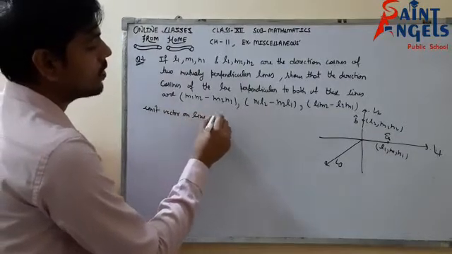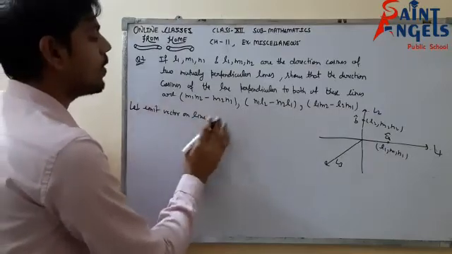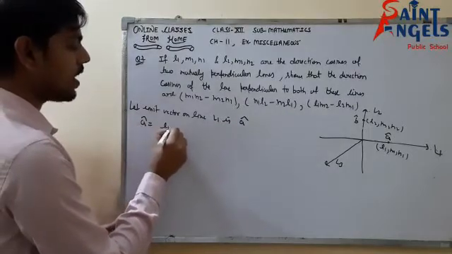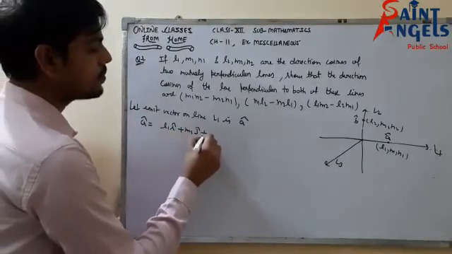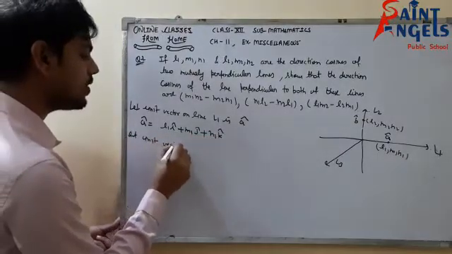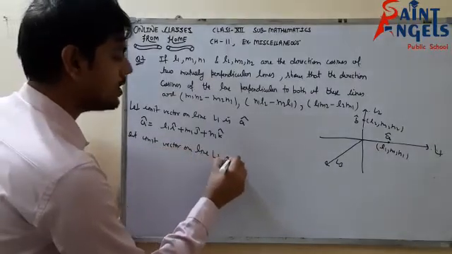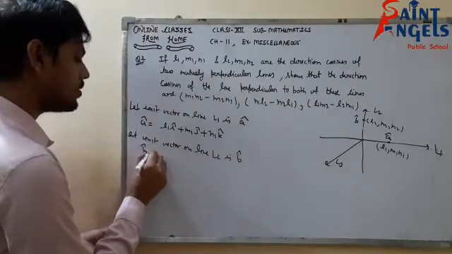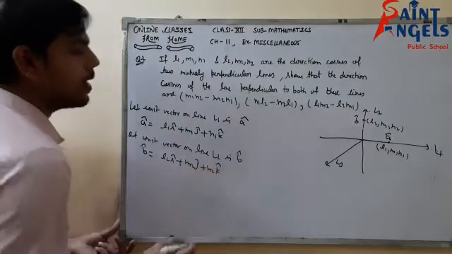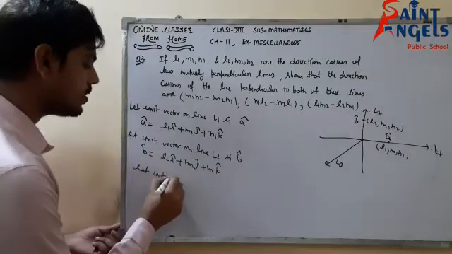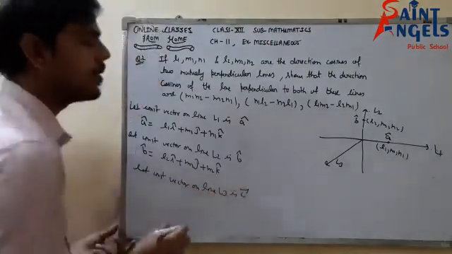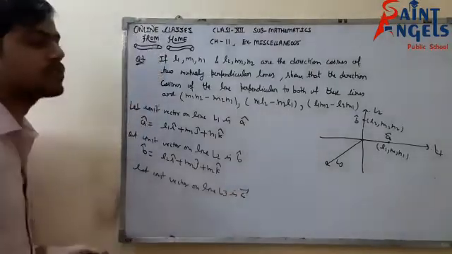Let the unit vector on line L1 be a cap. So a cap would be equal to l1 i cap plus m1 j cap plus n1 k cap. Similarly, let the unit vector on line L2 be b cap. So b cap would be l2 i cap plus m2 j cap plus n2 k cap. Now let the unit vector on line L3 be c vector. Now we have to find the direction cosines of line L3.